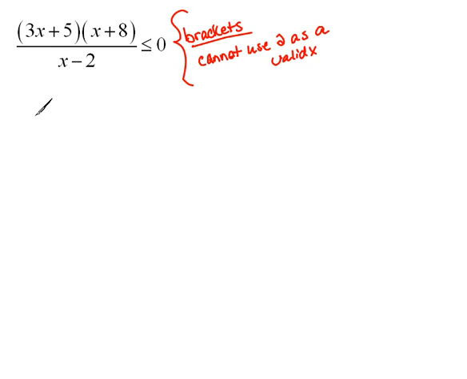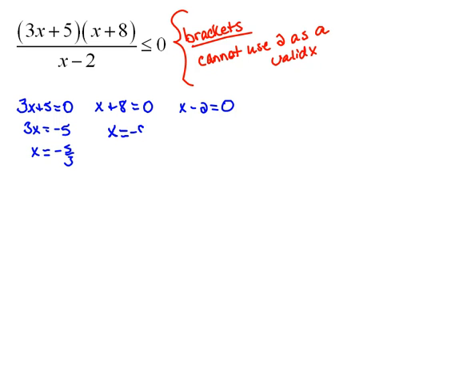Alright, let's get started. We're going to take each one of our factors, the 3x plus 5, set it equal to 0, the x plus 8, set it equal to 0, and the x minus 2, and set it equal to 0. So whenever I solve each one of these, this would be 3x equals negative 5, and then dividing both sides by 3, we would get negative 5/3. I got a little bit ahead of myself there. And then to solve the second one, x would equal negative 8. And to solve the third one, x would equal 2. So these are our critical values.